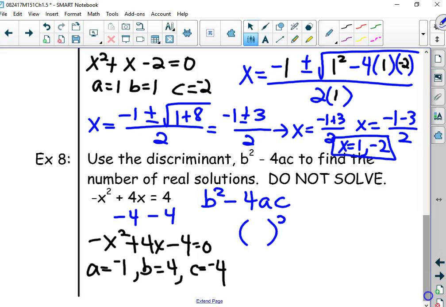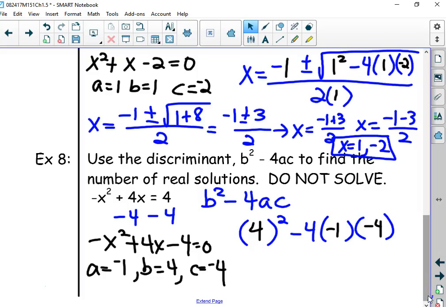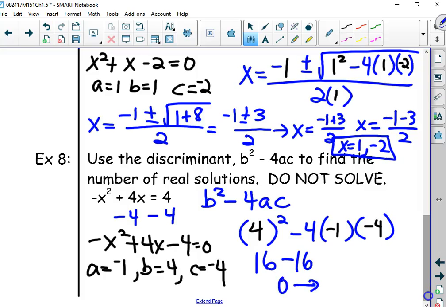So B squared minus 4 times A times C. 4 squared minus 4 times negative 1 times negative 4. Oh, so what we have is we have 3 negative signs in that multiplication on the right. That's going to turn negative. So we get 16. 4 times 1 times 4 is 16. So we get 0, which means there is 1 solution. 1 real solution.